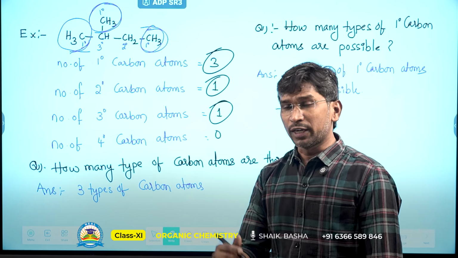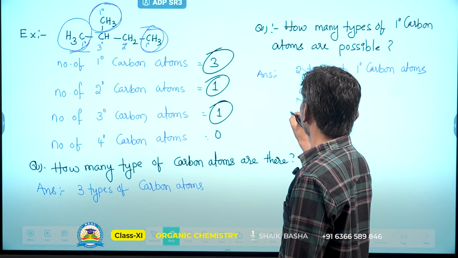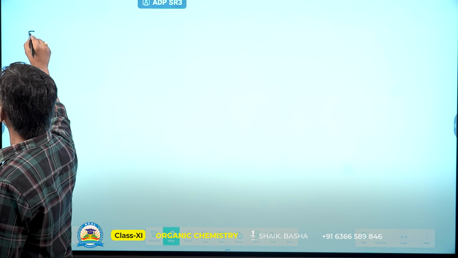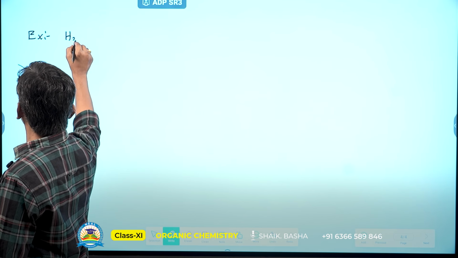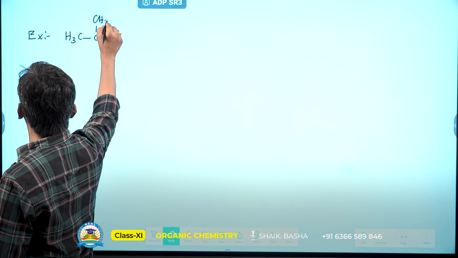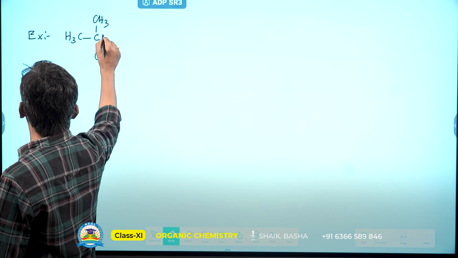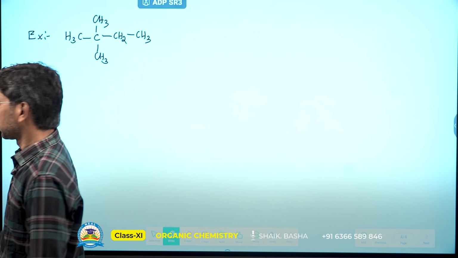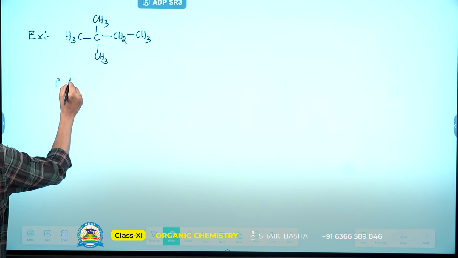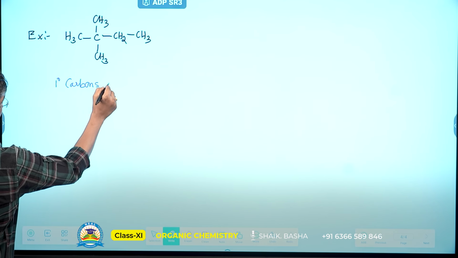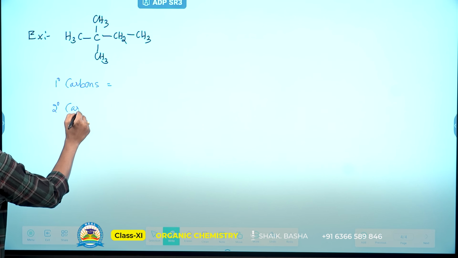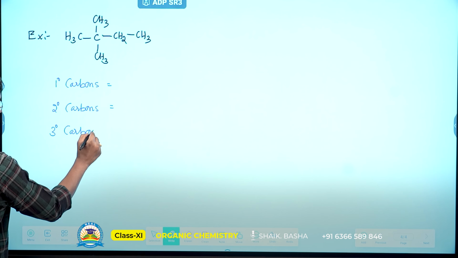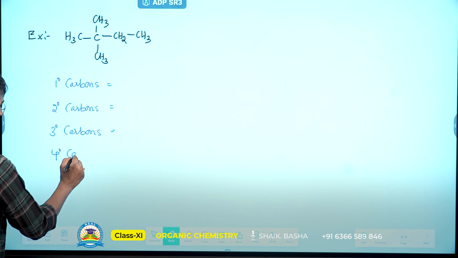Then one more example we'll see. In the last example I gave you a clear explanation, so we can do this example a little faster. Number of primary carbons, number of secondary carbons, number of tertiary carbons, number of quaternary carbons.